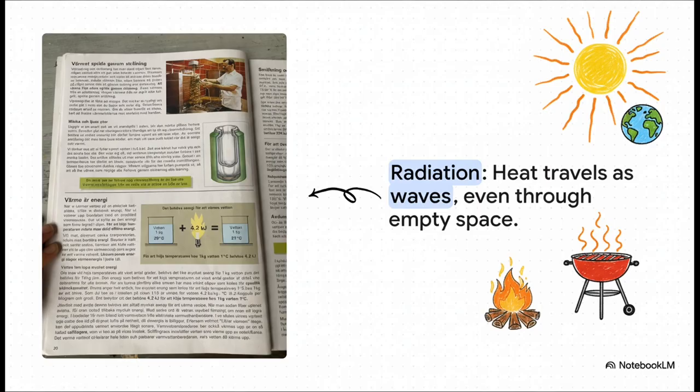And our third and final highway is radiation. Now this one's the real rebel of the group, because unlike the other two, it doesn't need any stuff to travel through. It's pure energy moving as electromagnetic waves. This is how the sun's heat travels 93 million miles through the vacuum of space to reach us. It's the exact same type of heat you feel coming off a campfire or a hot grill.